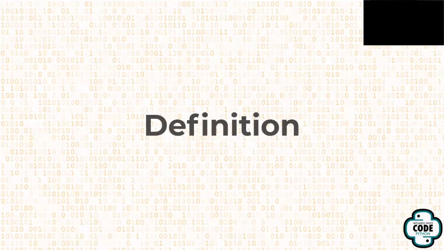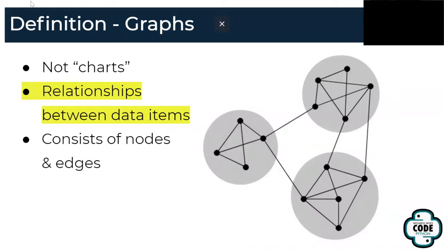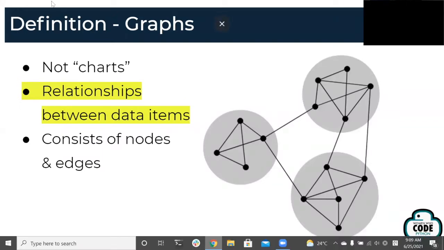So definition of a graph. Graphs are not charts, not in computer science. Graphs are not the charts we use in our everyday life. Graphs are used to represent the relationships between data items. A graph consists of nodes or vertices and edges. Here, I would like to let you know that I'm going to use the terms nodes and vertices interchangeably. So on the image, the circles are nodes or vertices, and the lines that connect the nodes are edges.